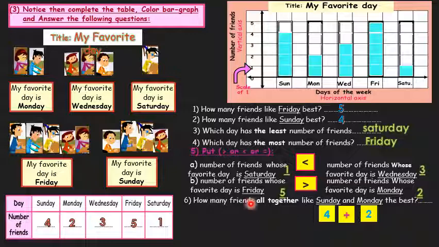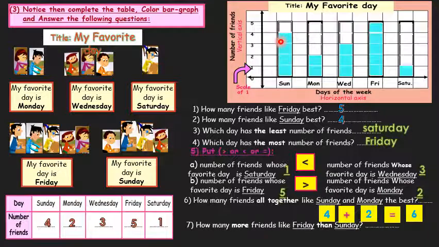Okay, then I will write how many friends like Friday. I will look here. We have 5, so I will write here 5. And how many friends like Sunday? Where is Sunday? It is 4. Okay, so what will the answer be? 5 minus 4 will be 1.